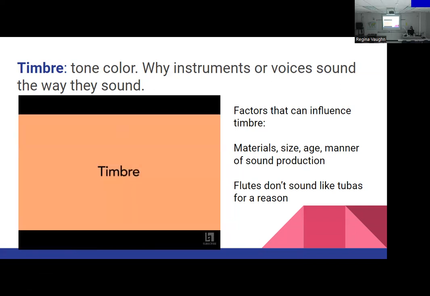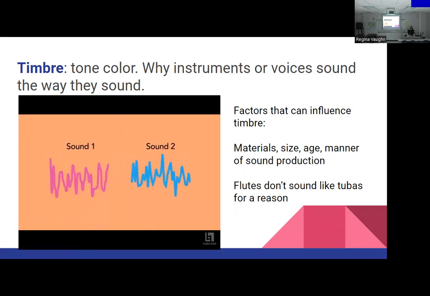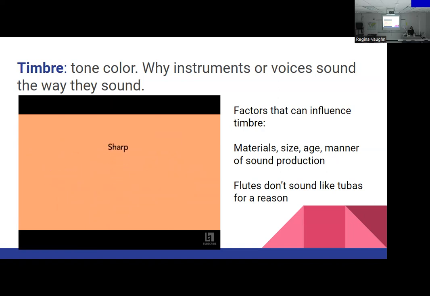Timbre. Another word for timbre is tone. Timbre is the distinguishing characteristic that differentiates one sound from another, despite the fact that they might be playing the same frequency with the same amplitude. When we're describing a sound's timbre, we use words like sharp, round, reedy, brassy, or bright to describe them.